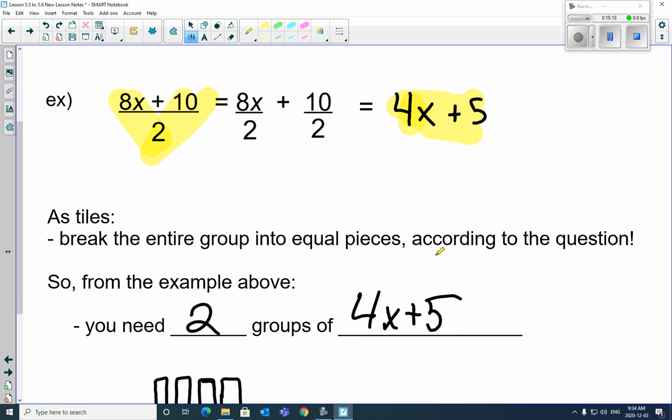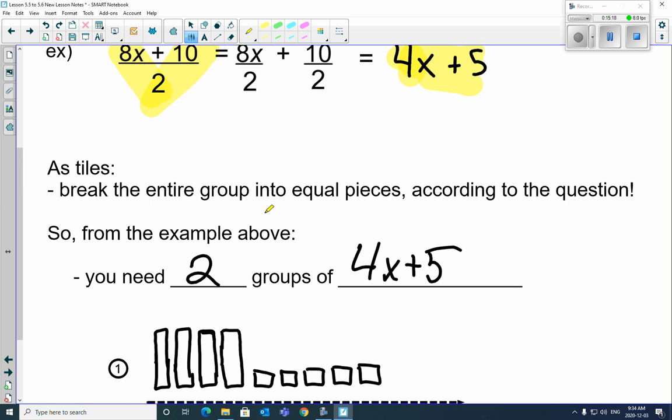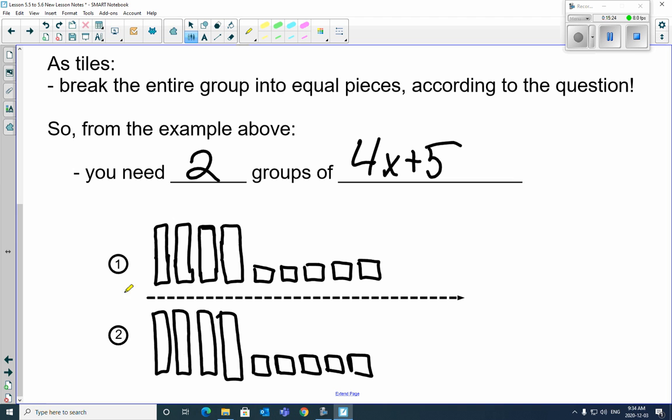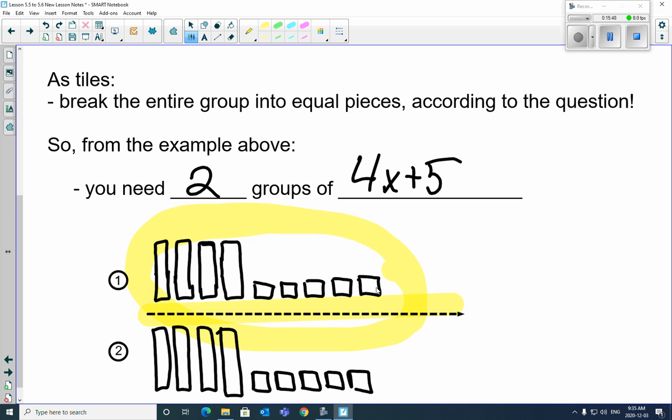But if you want to do it with algetiles, since we're dividing by 2, we've got to take the entire group and break it into, in this case, 2 equal pieces. So if you look here, 8x plus 10, let's write it out here. 8x is going to be 8 of these rectangles, light colored because they're positive, and 10 of these little blocks because that's the positive 10. And what we can do is break this evenly into 2 pieces, and that's what this line in the center here is. We broke it evenly into 2 pieces. So what do we have as an answer? Well, that's going to be our solution. So we have 4 of those and 5 of those, so it's 4x plus 5. So that top part is algebraically, and the bottom part is algetiles.